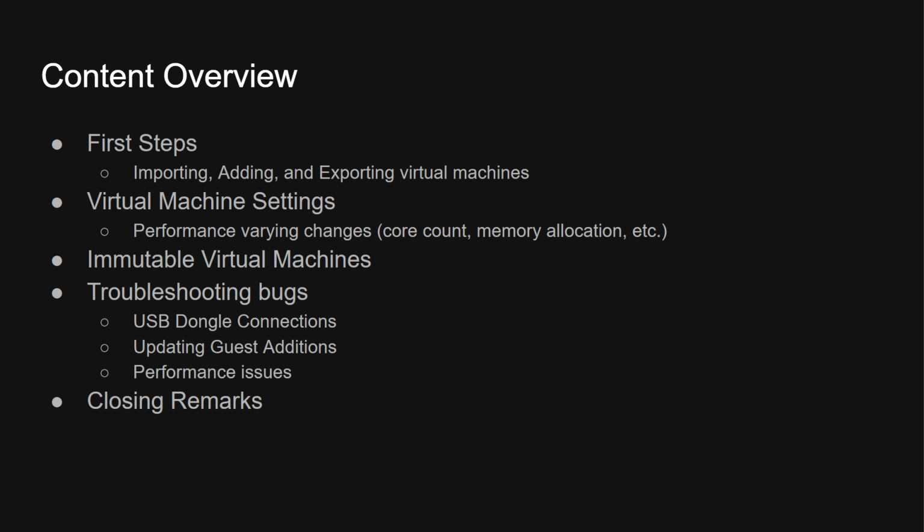So some of the things we're going to be talking about. The first thing is some basic steps and operations that are commonly used. So this includes importing virtual machines, adding virtual machines, and then also exporting them. And then after that, we're going to be talking about some of the virtual machine settings, so how to change core count and memory allocation on the virtual machines, and how to actually go in and change these settings. After that, we'll talk about immutability, so what this means inside of these virtual machines. And then finally, we're going to talk about those troubleshooting bugs. So I have 3 listed down below. That includes the USB dongle connections, upgrading guest editions, and then some other performance issues that we might also see.